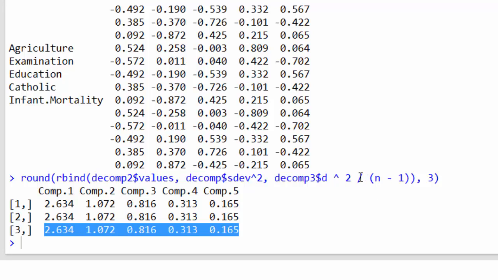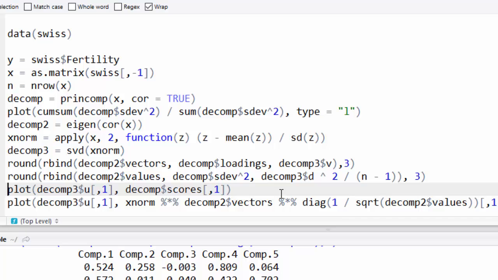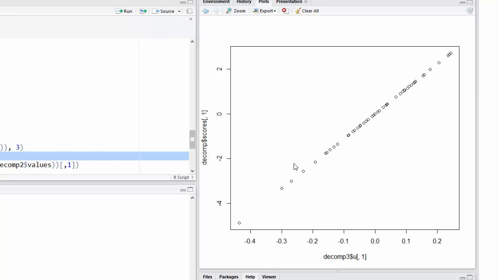Now, I had to divide by n minus 1 because remember, when I wrote the formulas up on the board, I was omitting that 1 over n minus 1. Now let's look at the scores. So I'm going to take the singular value decomposition scores and plot them versus the scores from the prcomp function. And if you look, of course, they perfectly agree. Now notice the scale is off here. And again, that's that n minus 1 factor: when we take the correlation, it's divided by n minus 1, whereas when we just take x transpose x, we have not divided by n minus 1. So that's what's representing this change in scale.